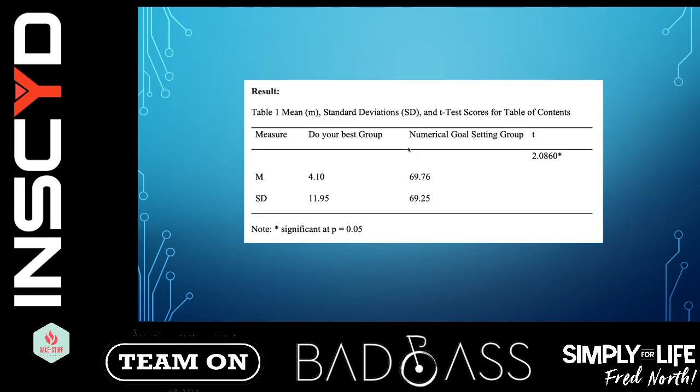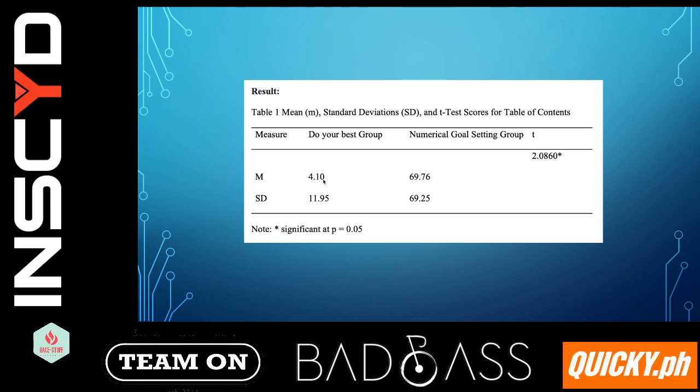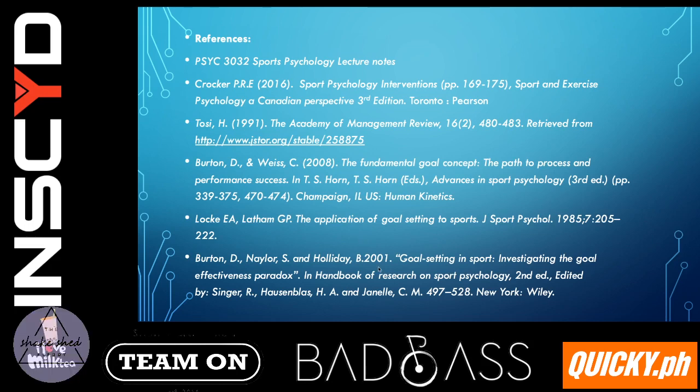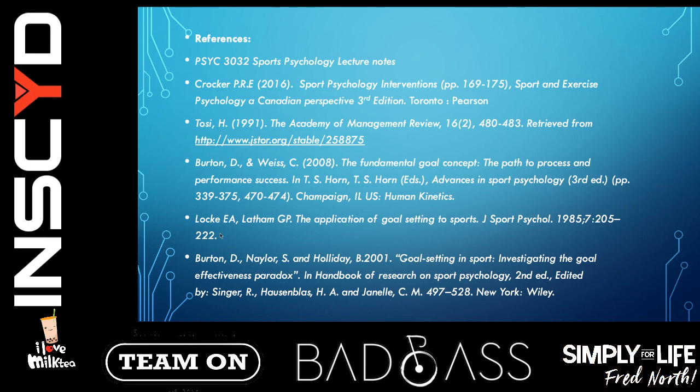Okay, so here, this is the average of the do your best group, and this is the average of improvement of the numerical goal setting group. So 61 seconds improvement overall. 69, I mean, sorry. And this is the references of our study. So it's best if you have a goal, set a number.